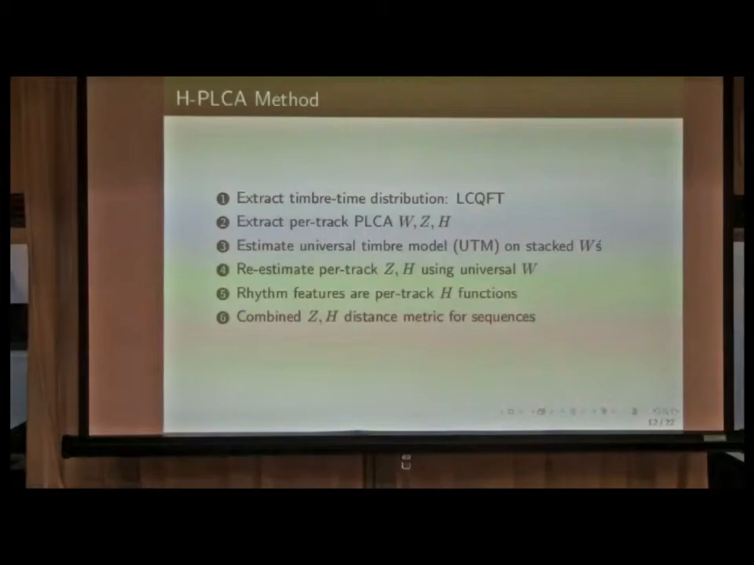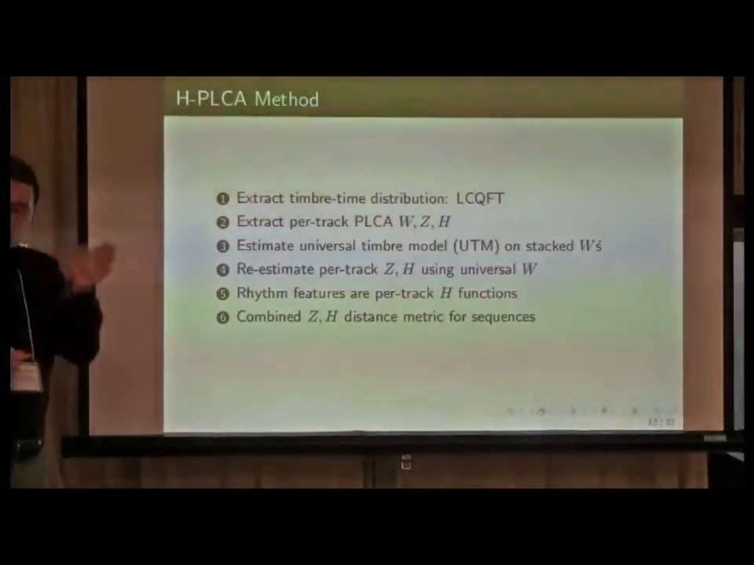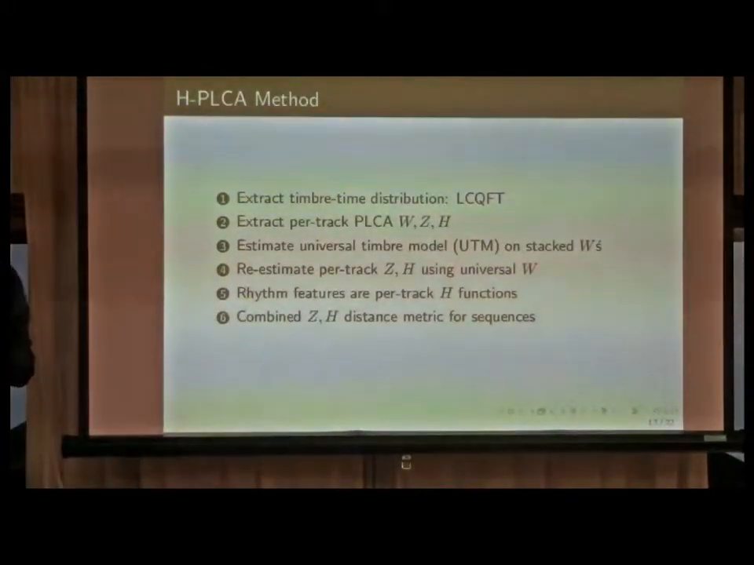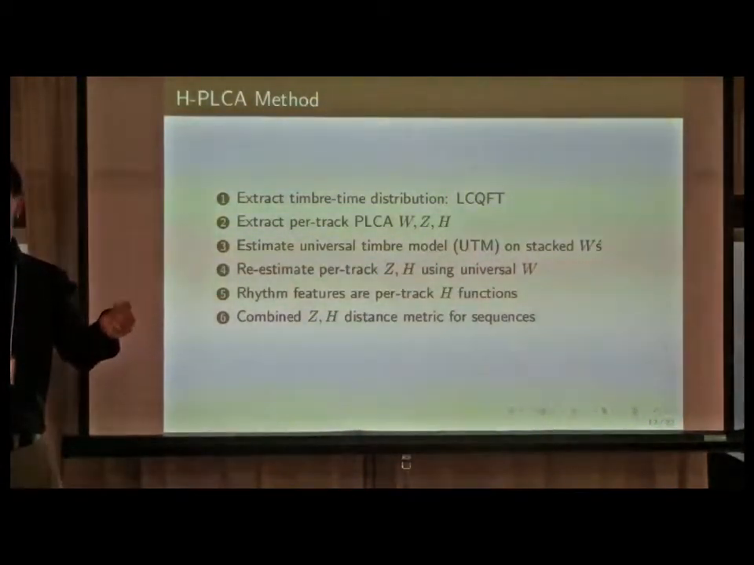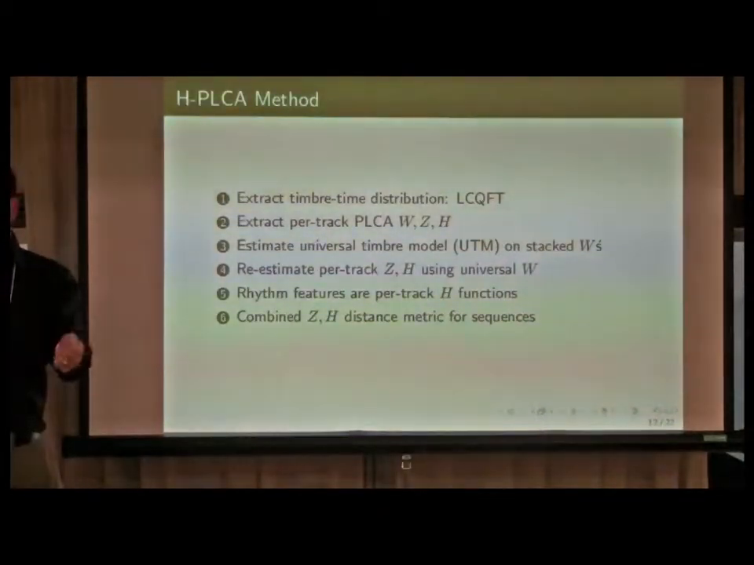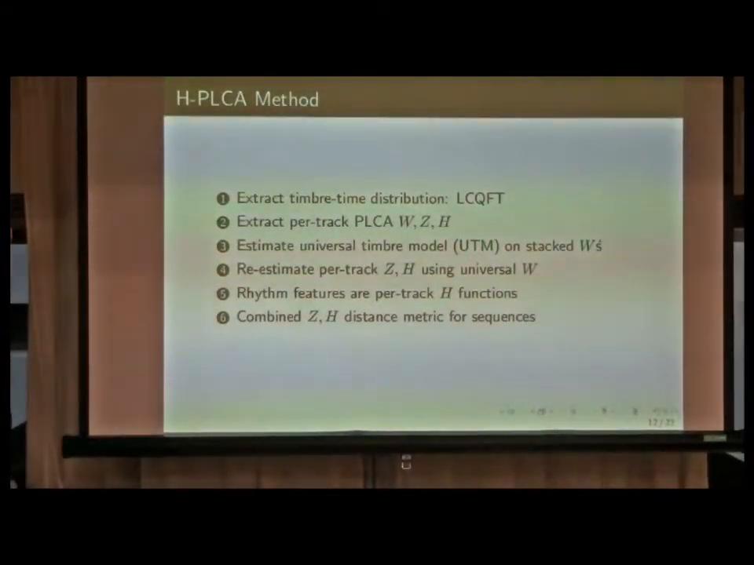Then what we're going to do is estimate another PLCA on just the stacked W functions, and we're going to get a global model of these timbral functions. And now what we can do is go back and re-estimate the time functions for each track using the global basis, the universal background model. And what this solves for us, if you have these time functions per track, is the correspondence problem. If I have a time function from one track and a time function from another track, how do I know that they belong to something that sounds the same? It's the same timbre behind it. Well, I know because it maps through this universal timbre model. And then our rhythm features are essentially these per track time amplitude functions that belong to each of these frequency functions.